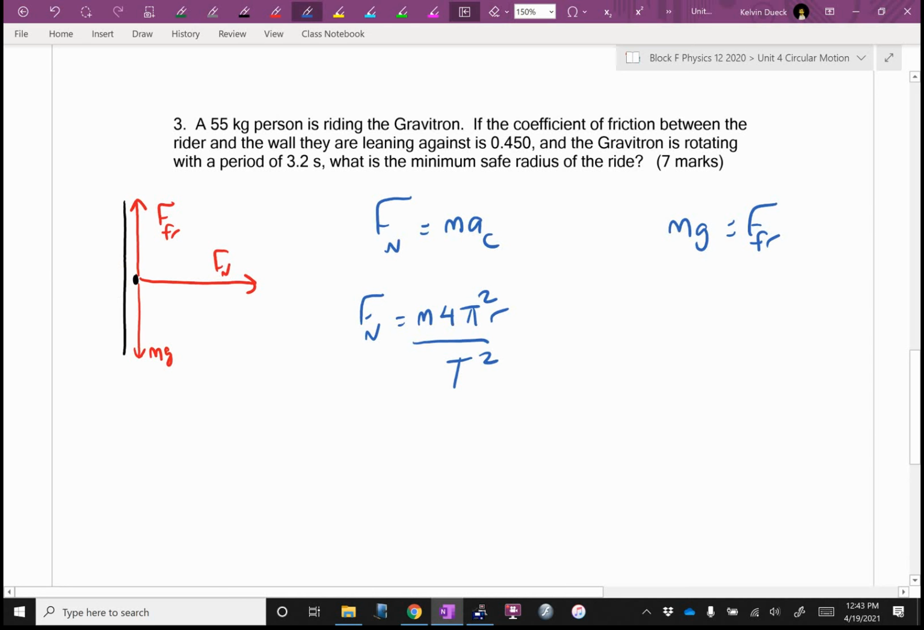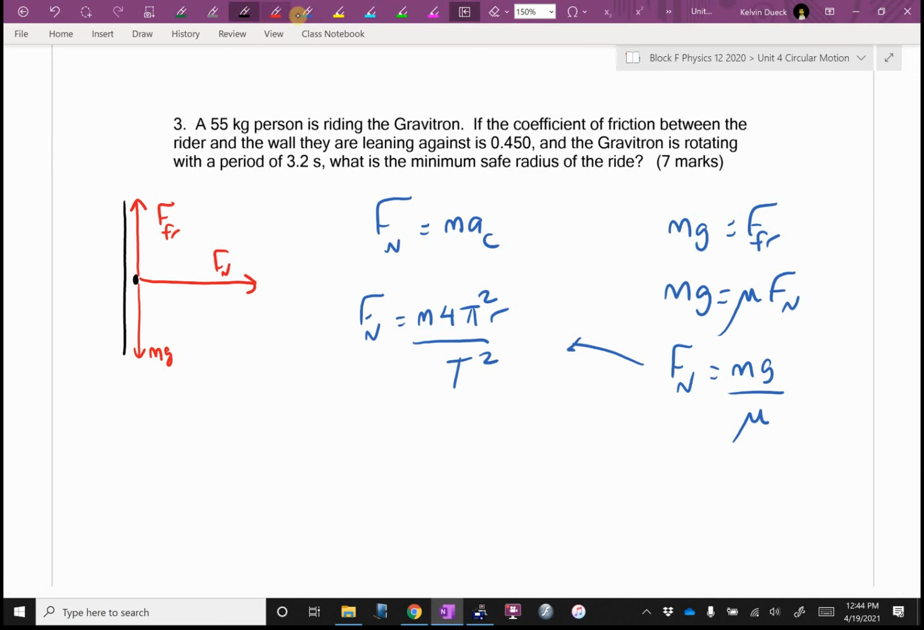What haven't I used yet? These 2 are equal. Friction is what times what? So mg is going to be mu times the normal force. I guess that means that the normal force is mg divided by mu in this specific situation. And now I can walk that over here. I'll get mg divided by mu equals m 4 pi squared r over t squared.